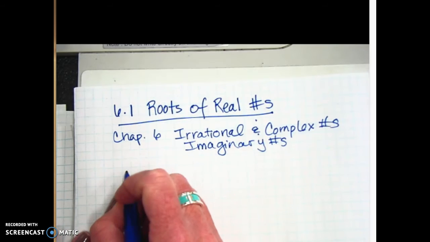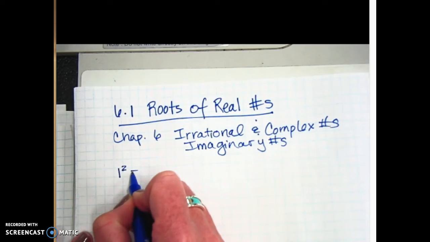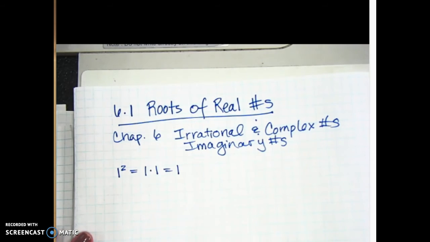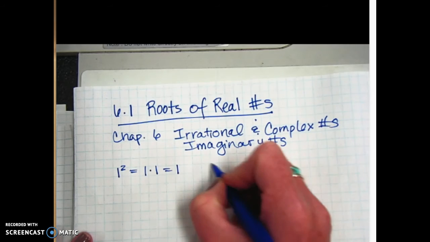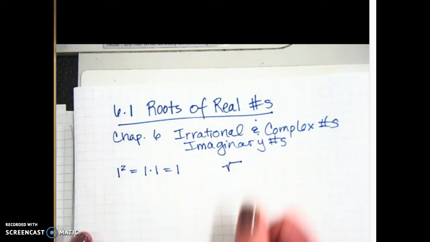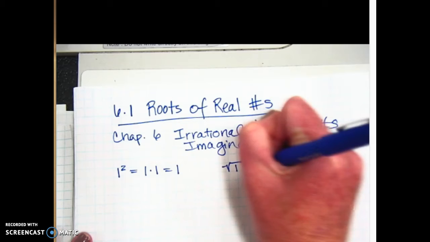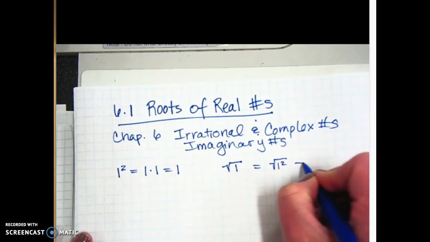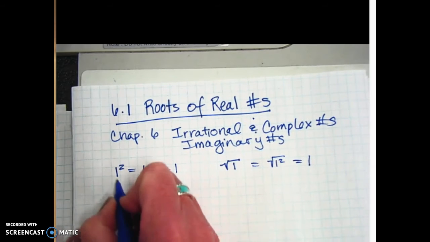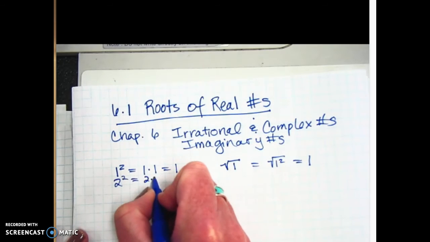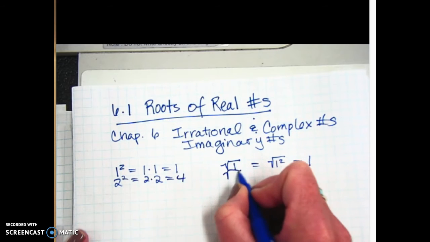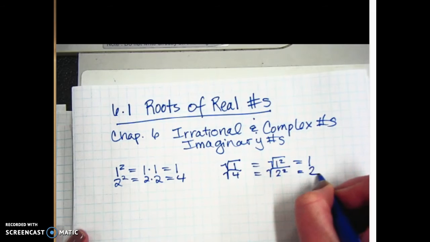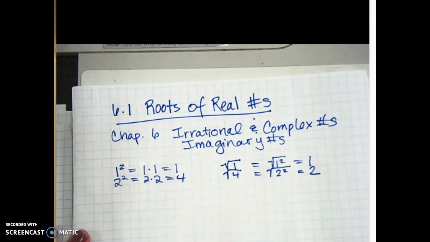So 1 squared is basically 1 times 1, which is 1. It's like pre-algebra right here. If we go the other direction and take the square root of 1, that's the square root of 1 squared, so we get 1. 2 squared means 2 times 2, which is 4. If you take the square root of 4, that's the square root of 2 times 2, which is 2 squared, so it's 2. Okay, let's do one more.